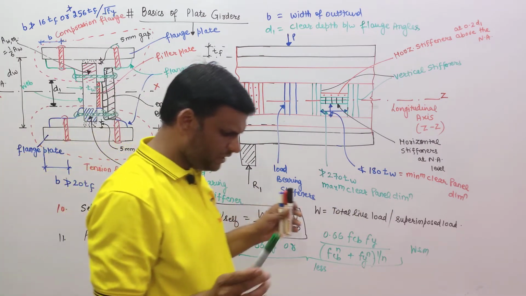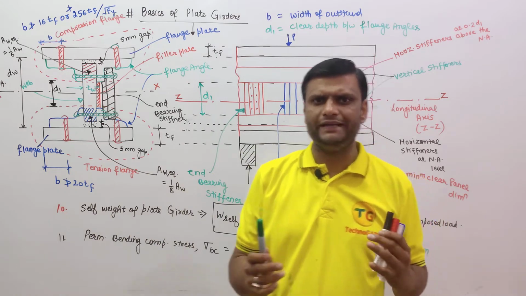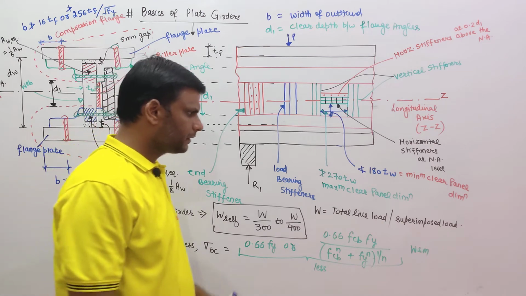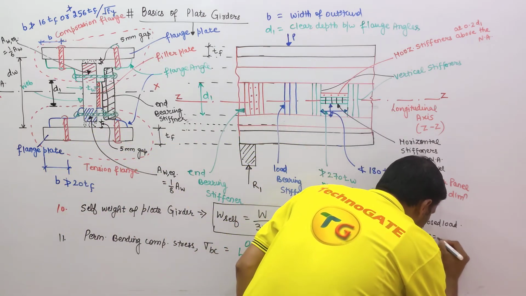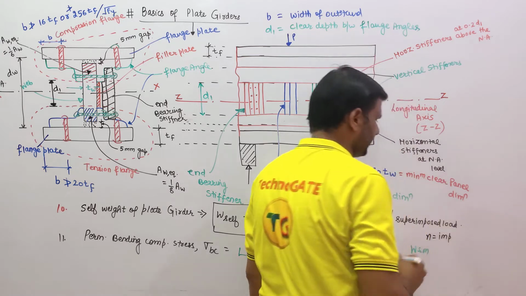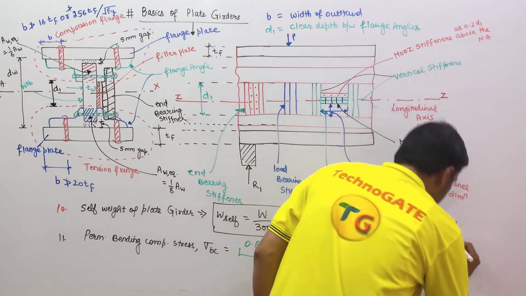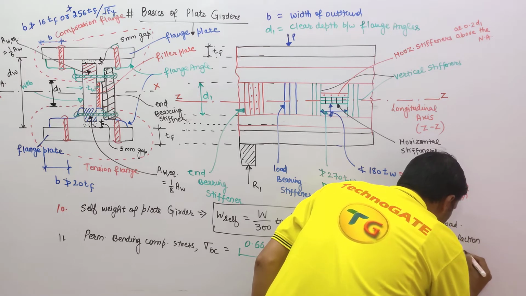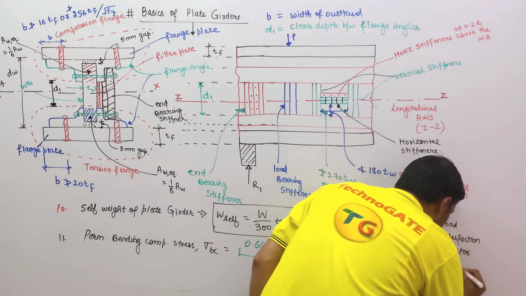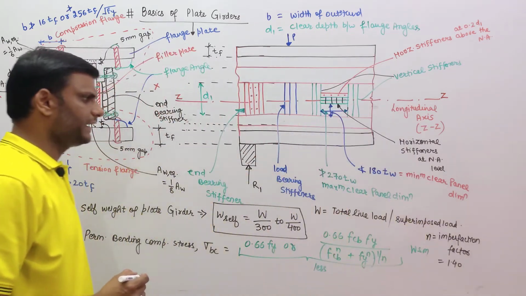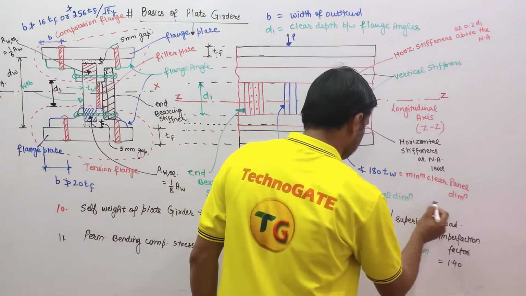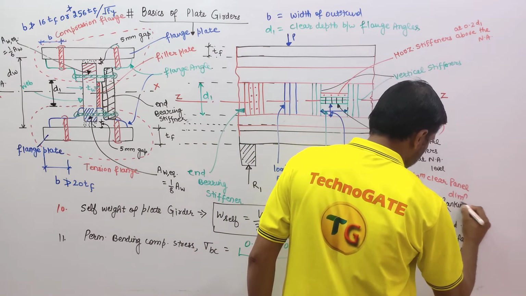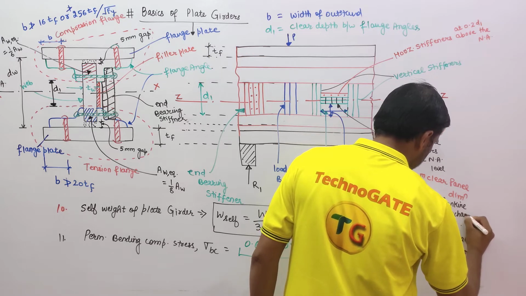FCB is given by the same formula, K1 into x plus K2 y whole multiplied by C2 y C1, that we had discussed in our beam chapter. n is called an imperfection factor, and its value is fixed, that is 1.40. This formula is called the Rankine-Merchant formula.